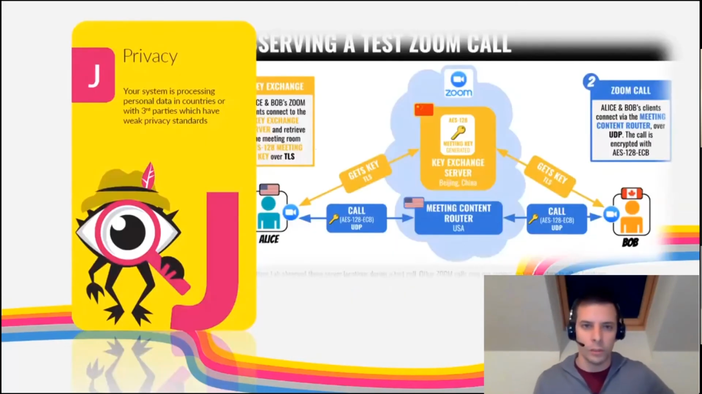And then looking at the card, which gave the title of this talk, which is your system is processing personal data in countries or with third parties, which have weak privacy standards. We just recently had the topic with Zoom, who turned out that during the setup of meetings, basically randomly, they might be using servers in China to set up the meeting of non-Chinese participants. And the requirement of GDPR is that throughout the life cycle of data, no matter which country or third party it travels to, it has to uphold the same standard that the initial system had.